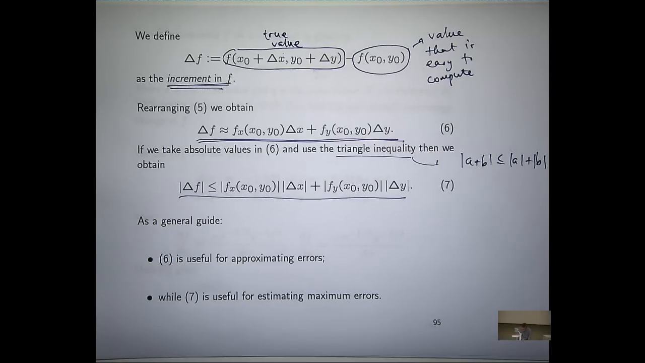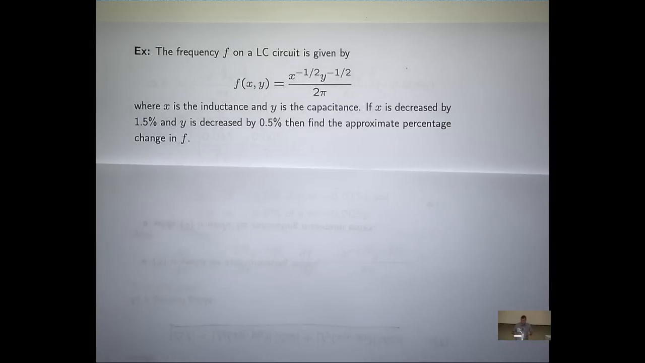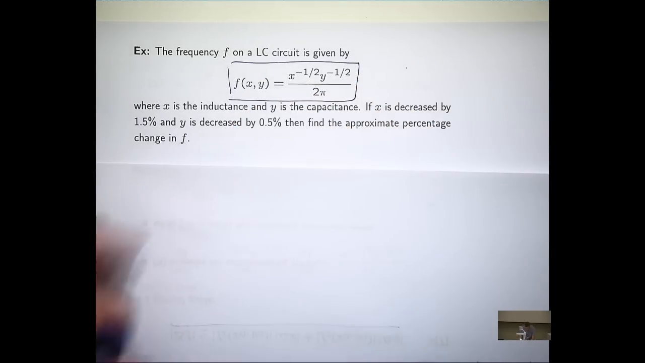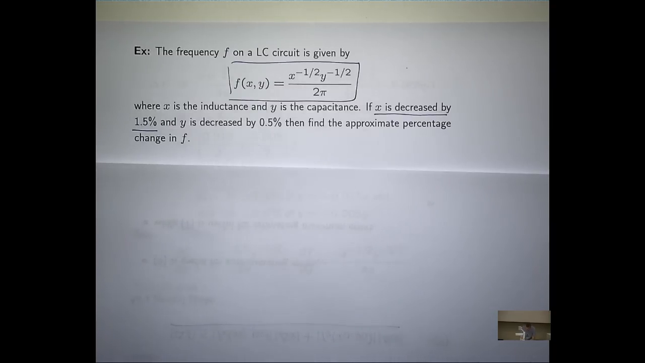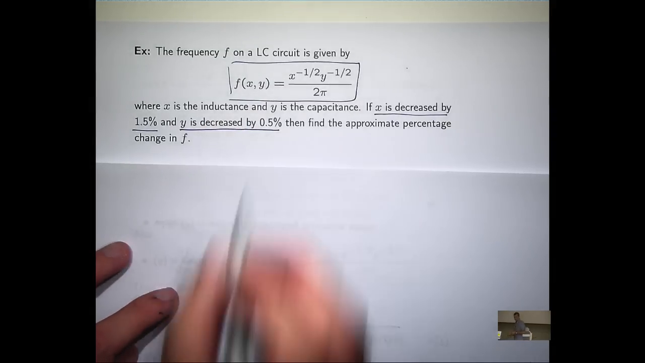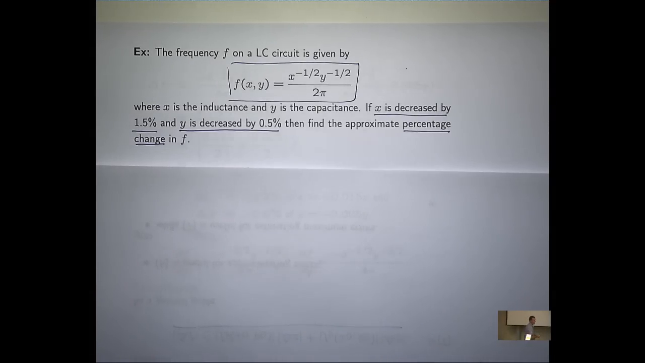So let me show you an example, and let's see how it works. So here's one I've created earlier. Now, even if you don't know anything about circuits, you can still do this question just by applying the stuff on the previous slide. Okay? So in a basic sense, we've got a function of 2 variables, and we're told that x is decreased by 1.5%, y is also decreased, but by 0.5 of 1%. Find the approximate percentage change in f. So how do we do it? Well, if we're going to use the ideas from the previous slide, then we have to come up with some values for delta x and delta y.